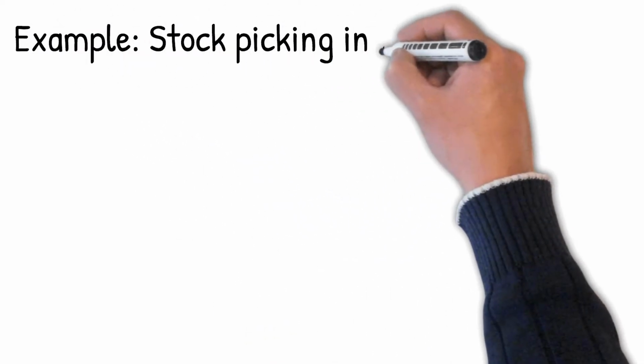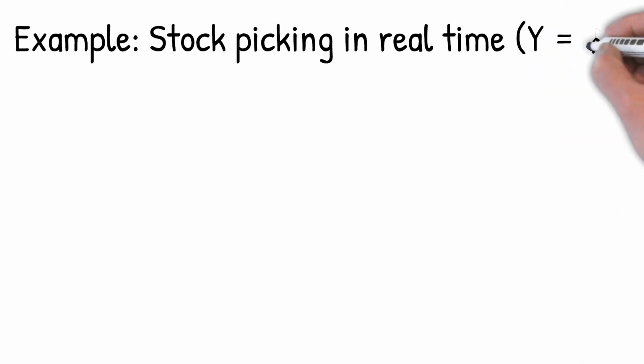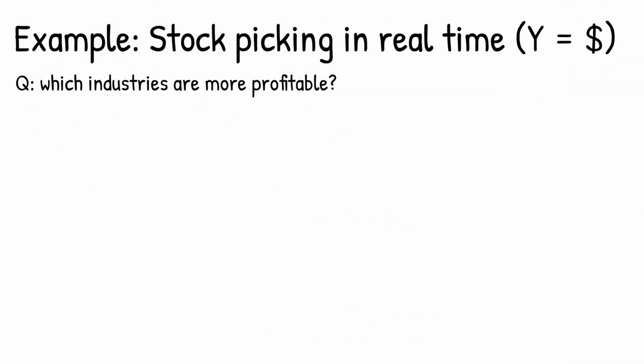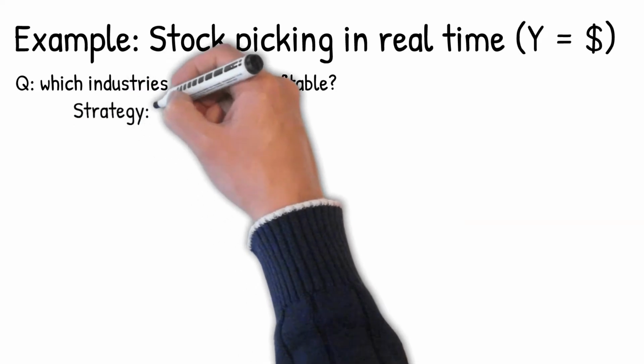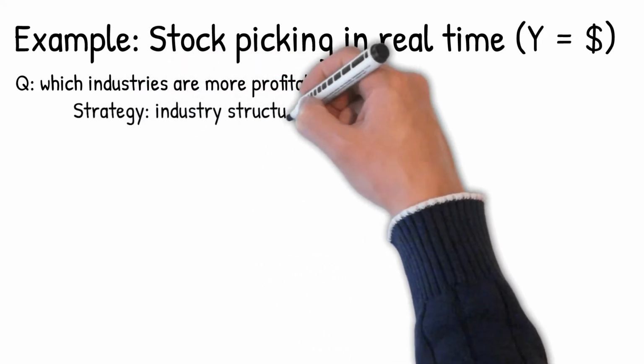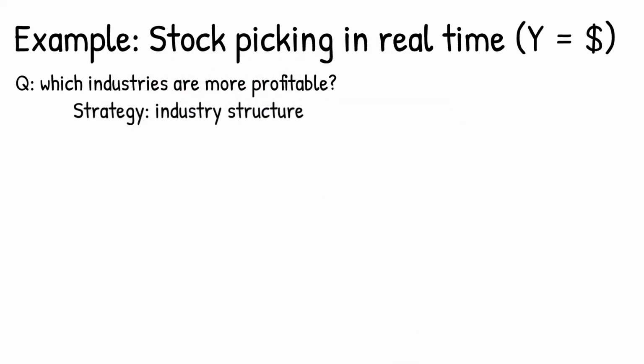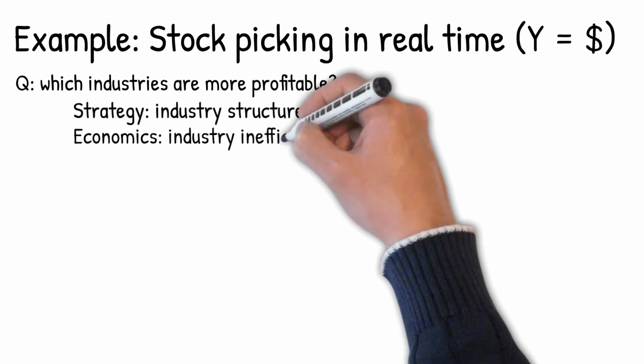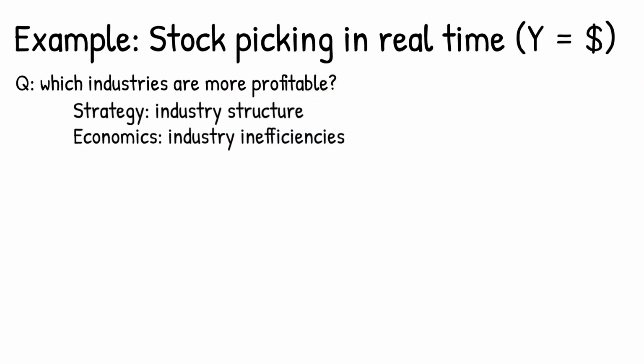Okay, so let's apply this principle to a simple idea. I want to create an algorithm that picks stocks on the stock market. Okay, in order to do that, I have to figure out which industries I'd like to concentrate the portfolio in. To do that, I need to understand why some industries are more profitable than others. According to strategy professors, they'll say something like, it depends on the industry structure where the firms compete. An economist would say, it depends on the industry's inefficiency. The more efficient a market, the less likely they can make profits.